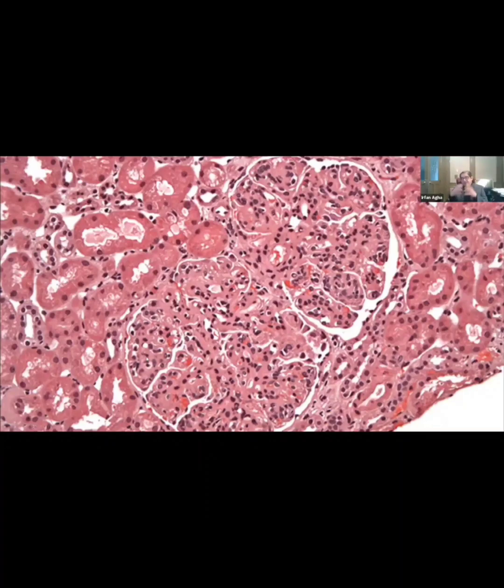So essentially what's happening here is that there's mesangial expansion. There's infiltration of inflammatory cells. They're blocking the capillary lumina because the endothelial cells are swollen. There's infiltration of cells there. And most cases of MPGN look a little bit like this. So how do you tell them apart?